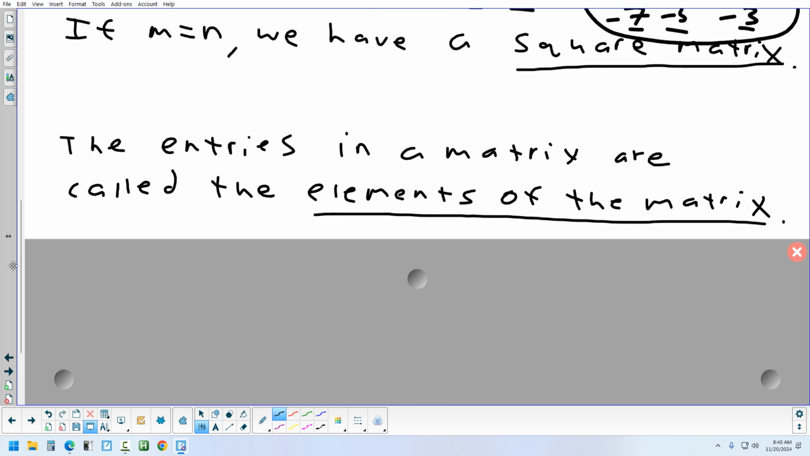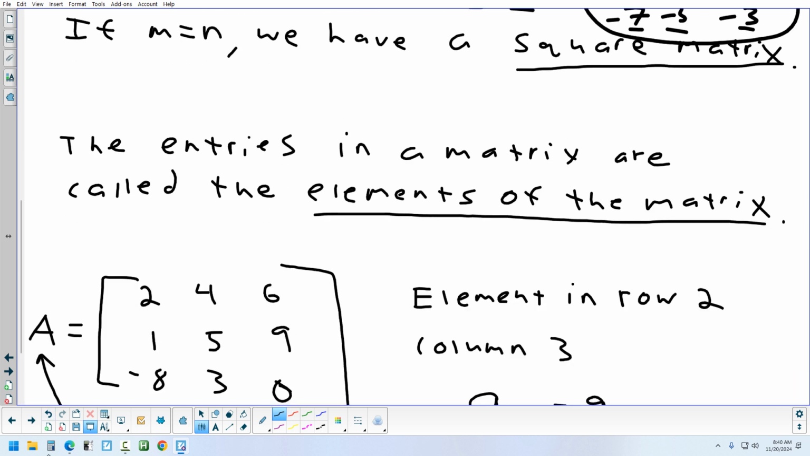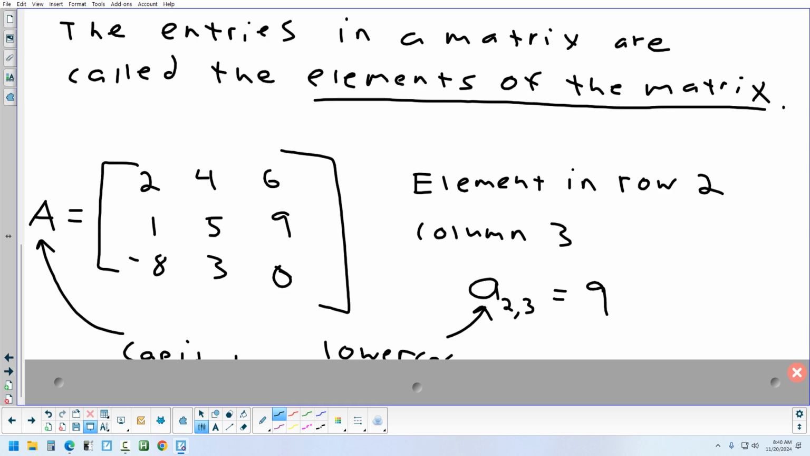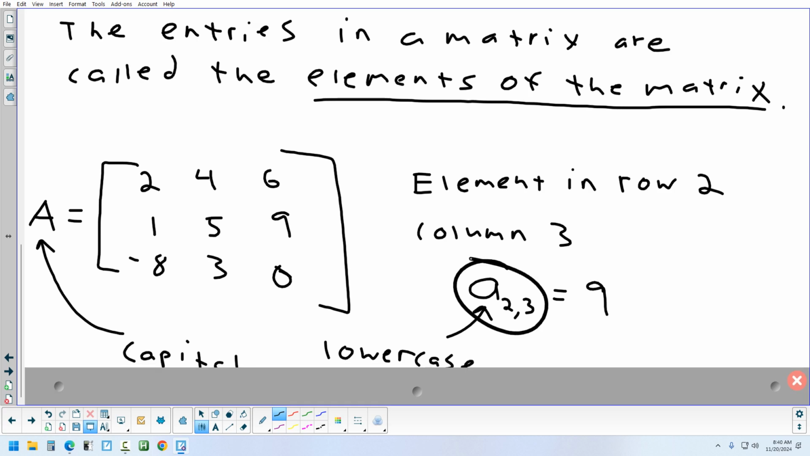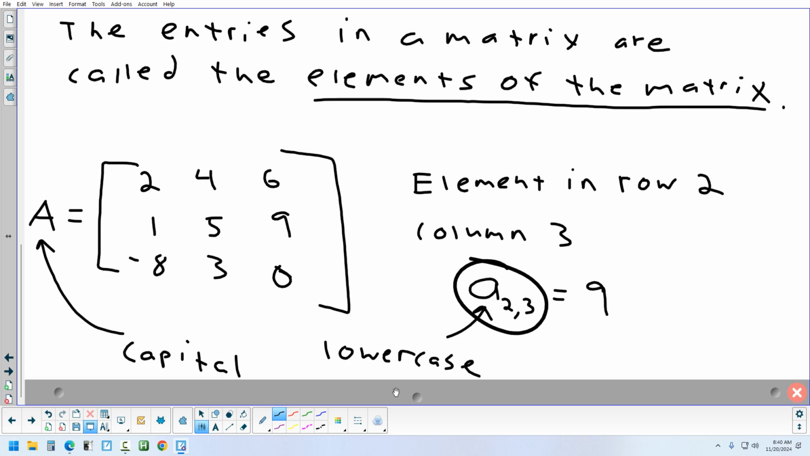And the way that we write that is using this kind of notation. So we put a letter, and then as kind of a subscript, the row and the column that you're looking for. So if you were looking for the number in row 2, column 3, that's how you would write it. Row 2, column 3. That's that number right there.